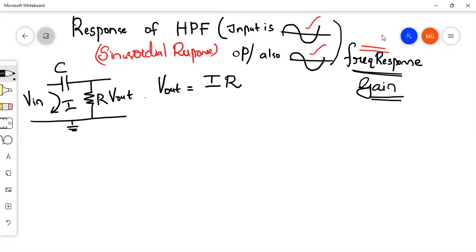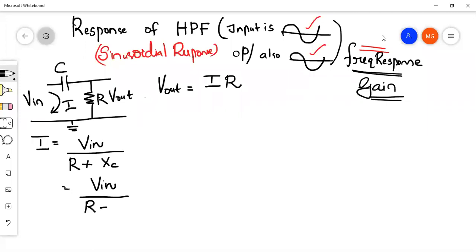Then we need to calculate current, capital I. What will be the current? Current will be due to input, so V by R, input voltage divided by total resistance. What is total resistance? R plus XC. Then we know the equation of XC, so current is V in divided by R minus j by 2 pi FC. I derived the equation in the last class. So this is the total current in the equation.